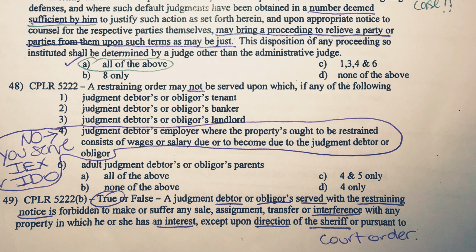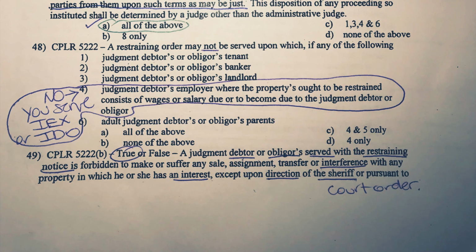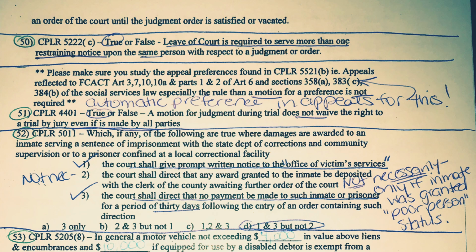49. Under 5222, a judgment debtor or obligor served with a restraining notice is forbidden to make a sale, assignment, or transfer of property in which they have an interest, except upon direction of the sheriff or pursuant to court order. So we obviously know a court order, yes, they can do it, but the sheriff can direct them to do it as well. 50, true or false? Leave of court is required to serve more than one restraining notice upon the same person with respect to a judgment or order, and that is true.